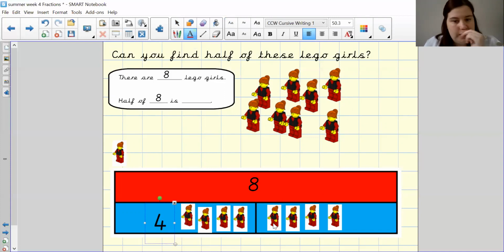Let's check if there's 4 in the other part. 1, 2, 3, 4. There is. Is 4 plus 4 8? That means my addition was correct. So half of 8 is 4. Fantastic. Well done if you got that at home.